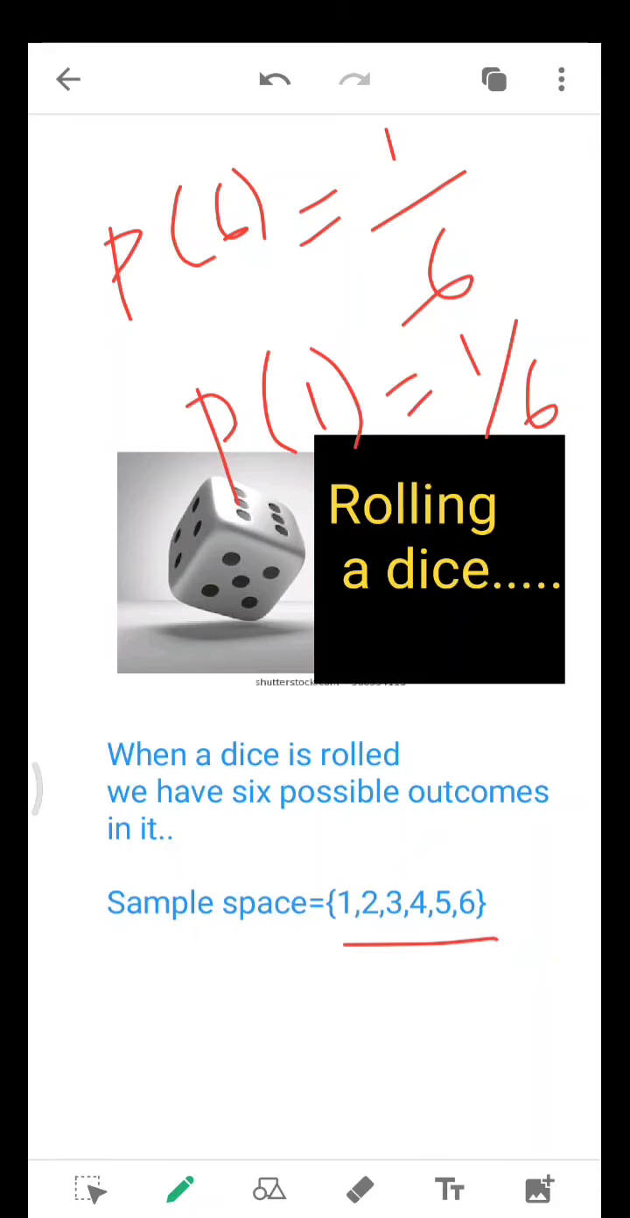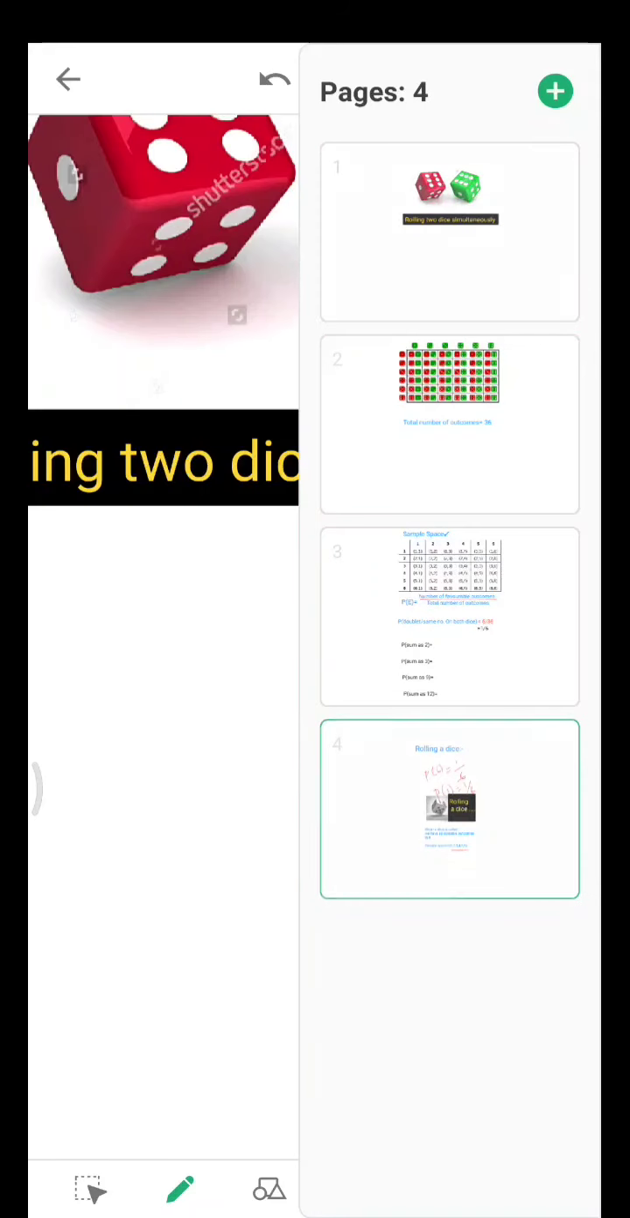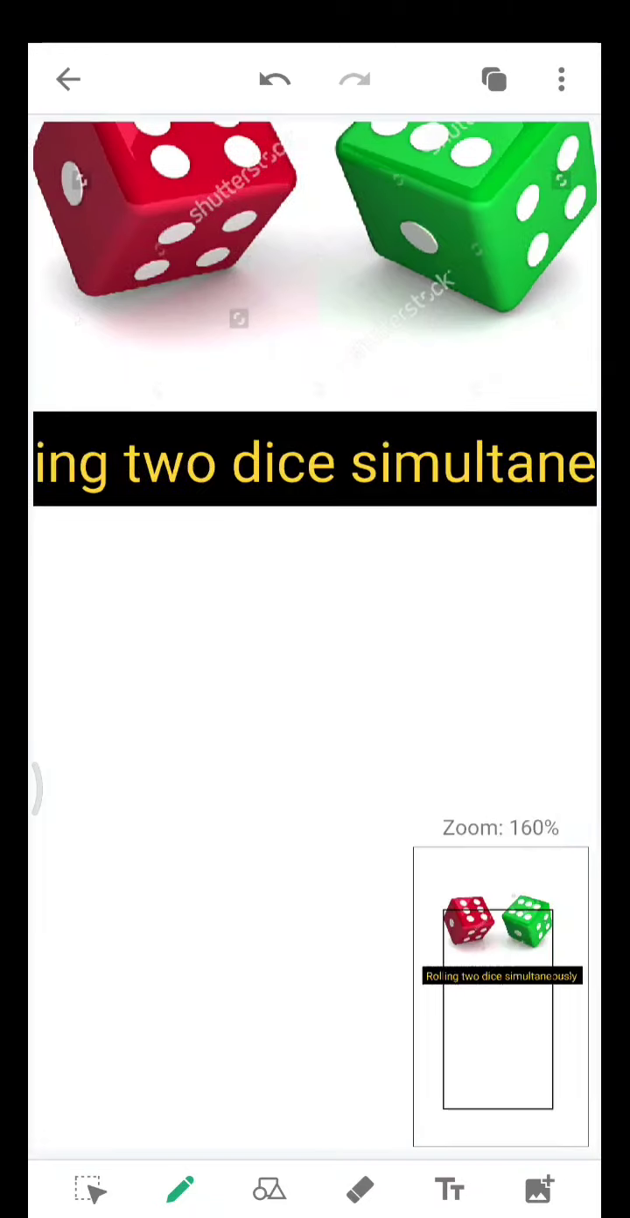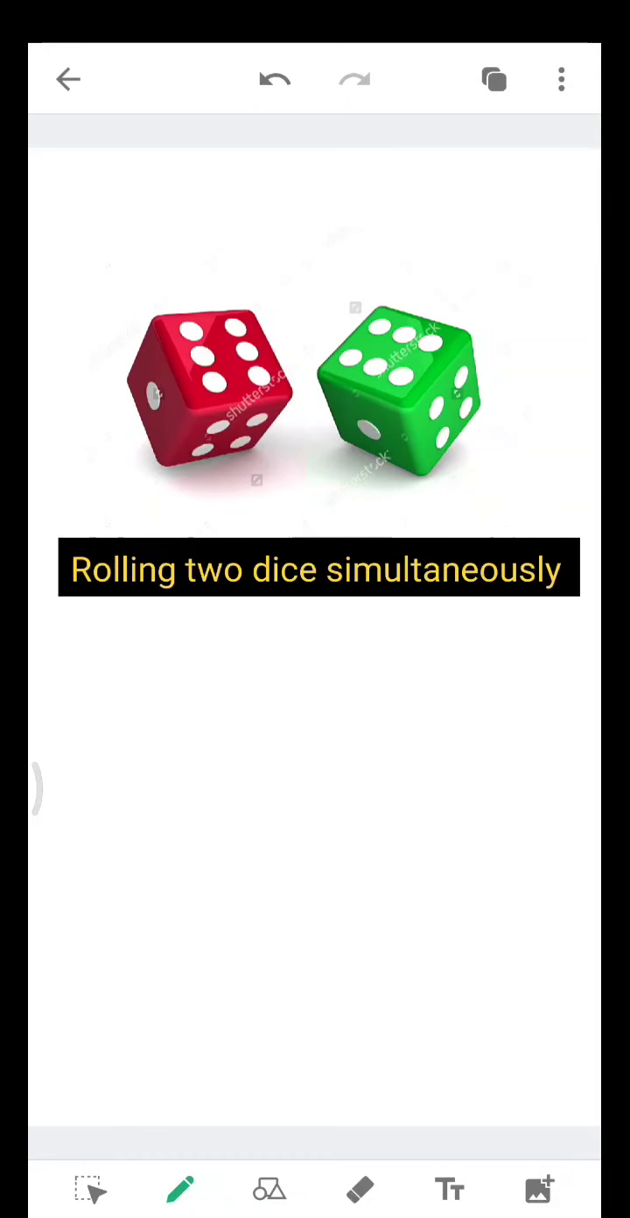Now coming to the next level, we are going to see what happens if we roll two dice simultaneously. Just imagine I'm having two dice, one red color, another green color, and I'm rolling them together. So do we have only 6 outcomes here? No.